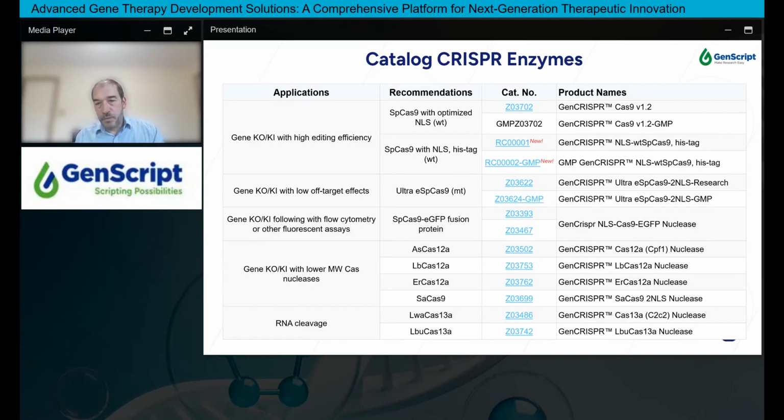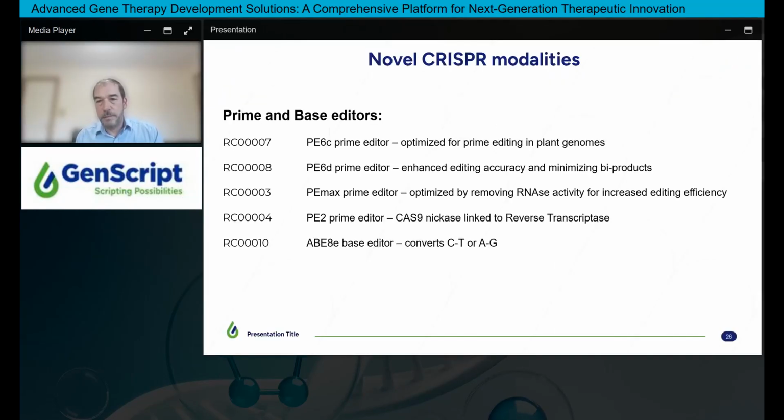And we have a very large selection of different options for Cas9: SP-Cas9, Ultra, ESP-Cas9, SP-Cas9 with GFP. We also have a variety of Cas12s with smaller molecular weight. We have SA-Cas9, also with smaller molecular weight, to fit into AAV vector. We also have two versions of the RNA cleavage enzyme, Cas13a.